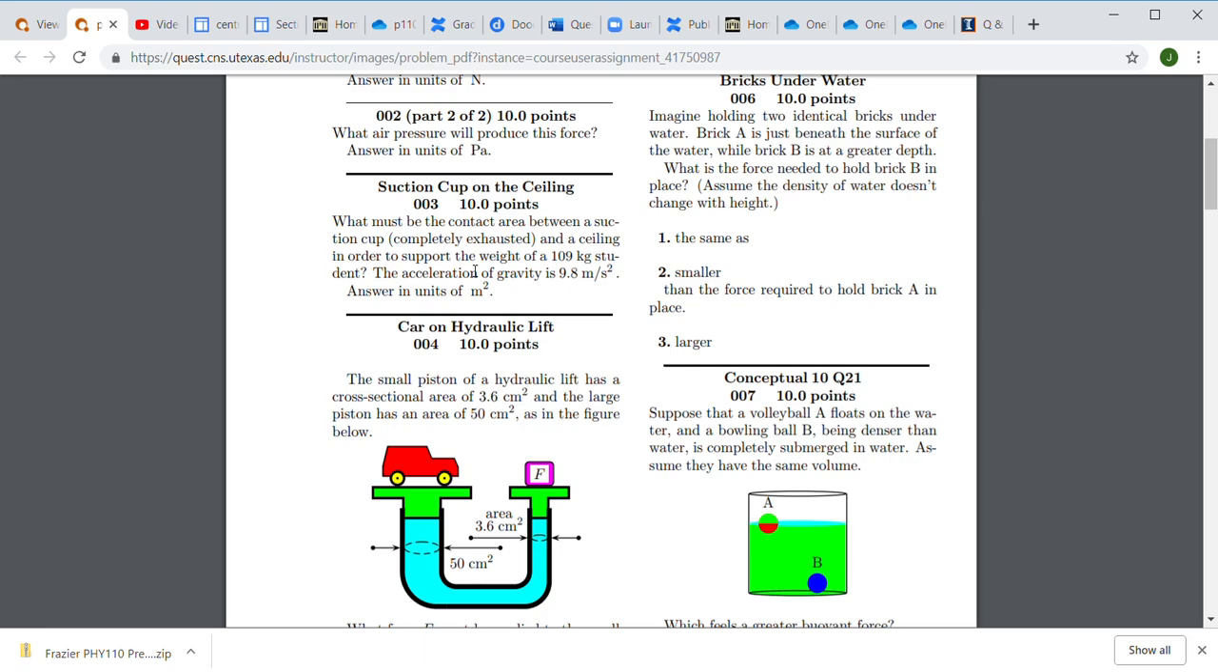Problem 3, suction cup on the ceiling. What must be the contact area of the suction cup, completely exhausted? That means there's no air left underneath the suction cup. So it's stuck to the ceiling and there's no air between the rubber part and the ceiling, in order to support the weight of a 109 kilogram student.